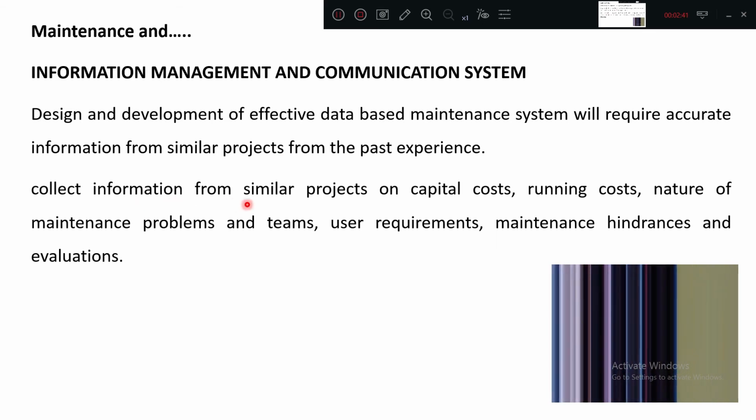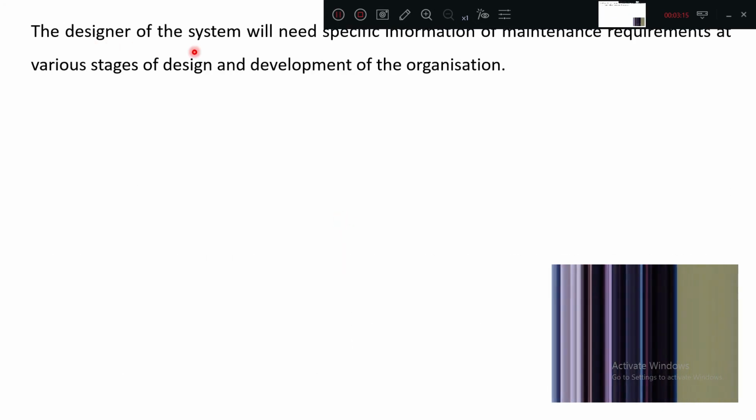Collect information. What are the things he needs to collect? He has to collect from similar projects the capital cost, the same type of running cost, the same type of nature of maintenance problem. If it is a residential building, the same type of problems will come, and their teams, user requirements, maintenance hindrance or objections, and evaluation. So he needs to collect the information about these to develop a maintenance information system for his project.